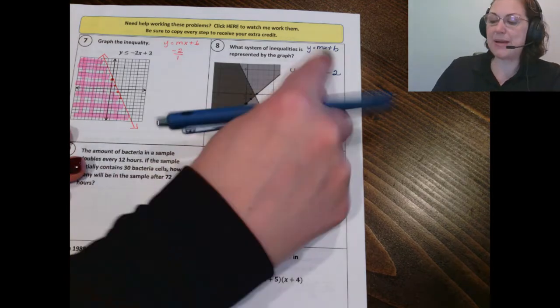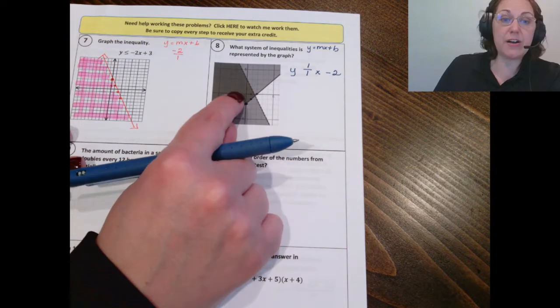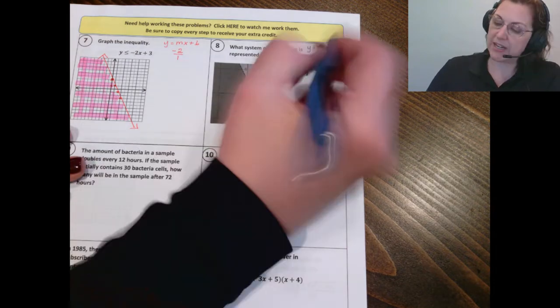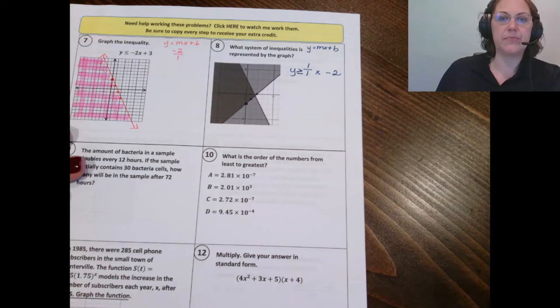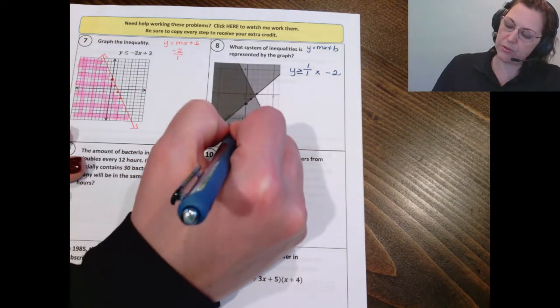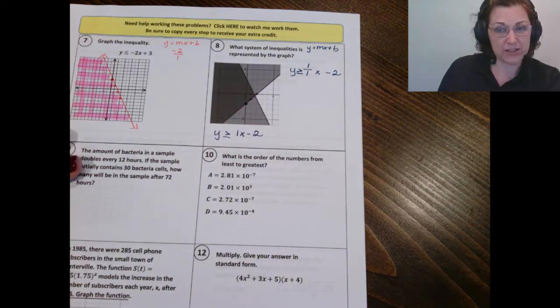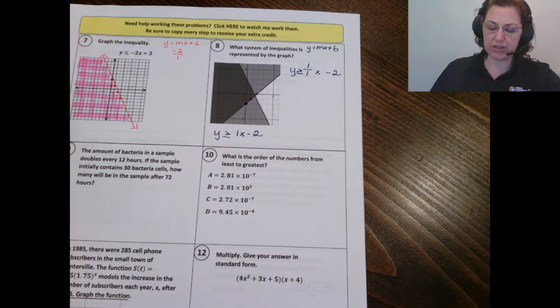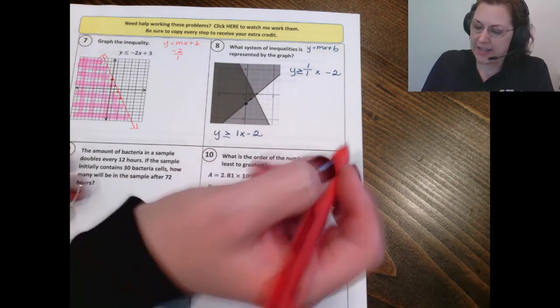So I put that in place of my m. And then notice that we shaded above the y-intercept. So that's a greater than, and it's a solid line, so it's an equal to. So this inequality is y is greater than or equal to 1x minus 2. And by the way, you don't have to write the 1 unless you just want to, which is totally fine as well. Okay, let's do that dashed line then.